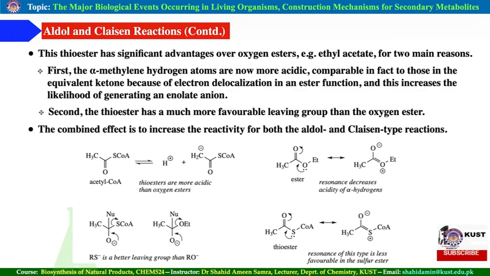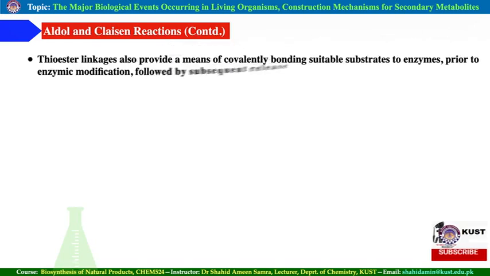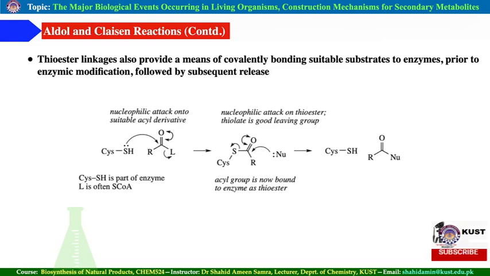Now, when these two effects combine, they increase the reactivity for both Aldol and Claisen type reactions for the molecules that contain S-coenzyme A. The thioester linkage also provides a means of covalent bonding of suitable substrates to enzymes because of the presence of this sulfur. So attachment to the enzyme becomes very much easier. And then afterwards, the further reaction is also facilitated.